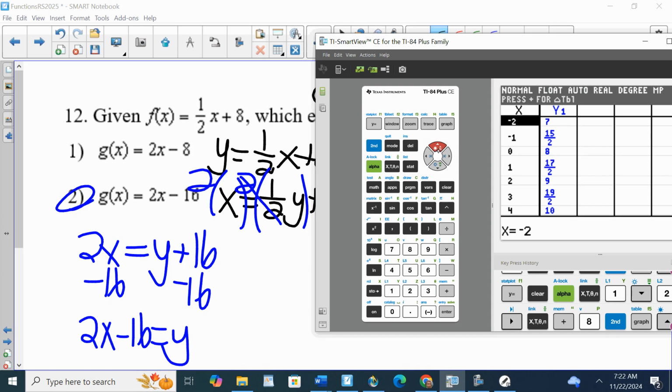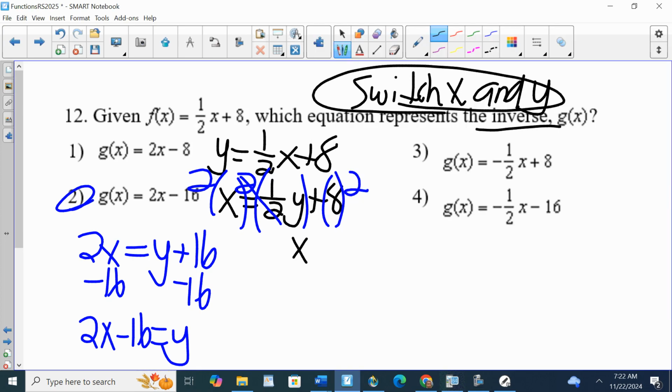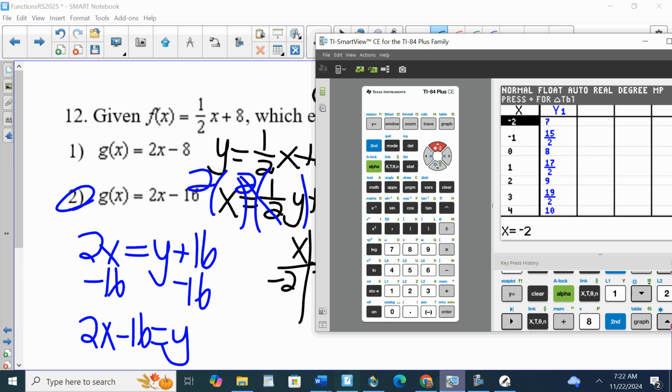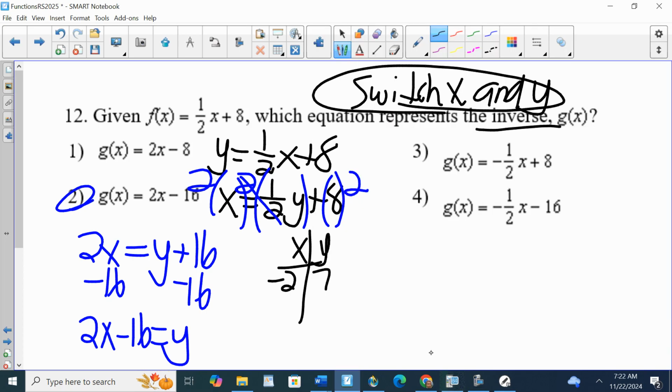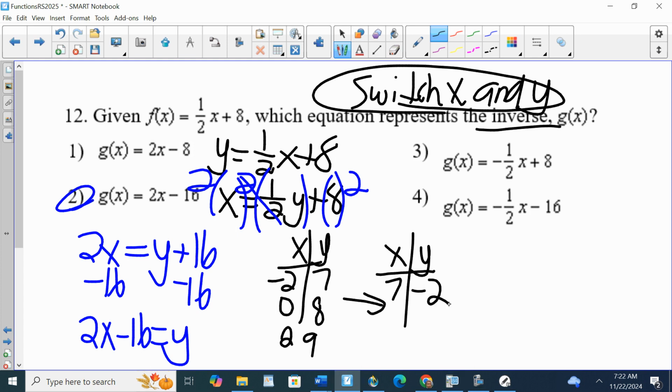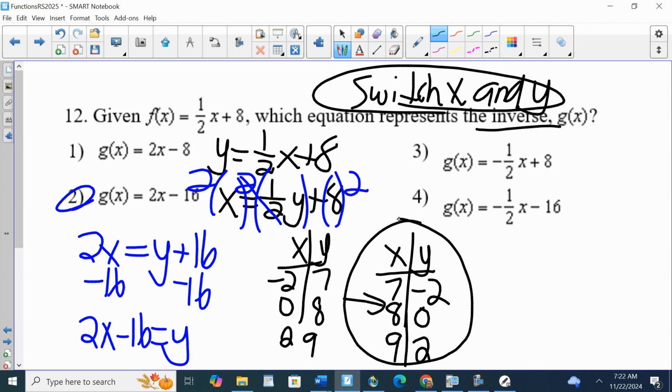I've got -27, 0, 8, 1, 29, -2. Switch x and y. If I switch x and y, -27 becomes 7, -2. 0, 8 becomes 8, 0. 29 becomes 9, 2. And now I'm going to look for that table in my answers.